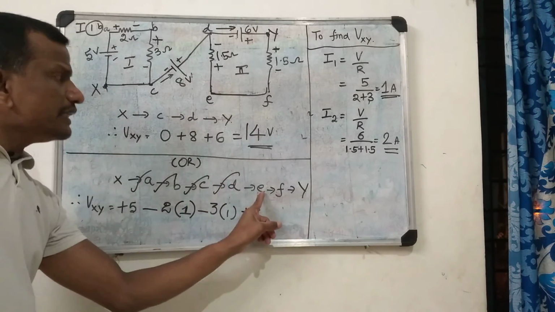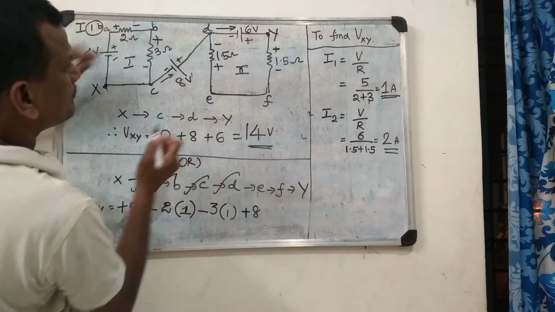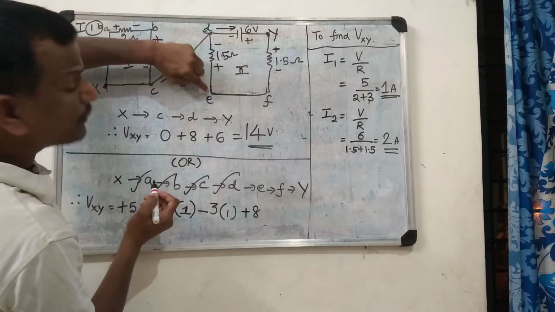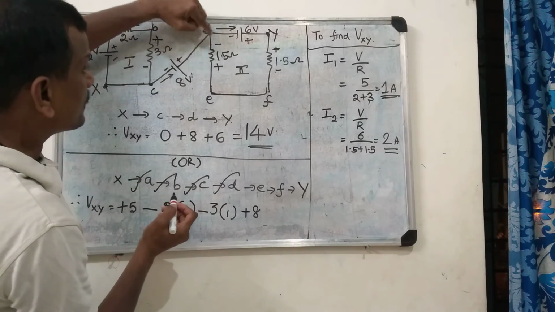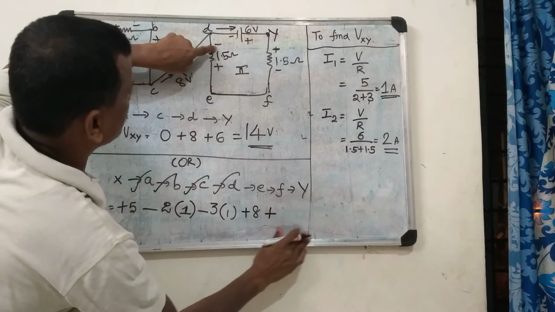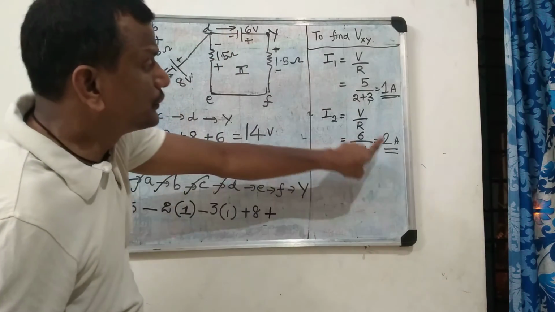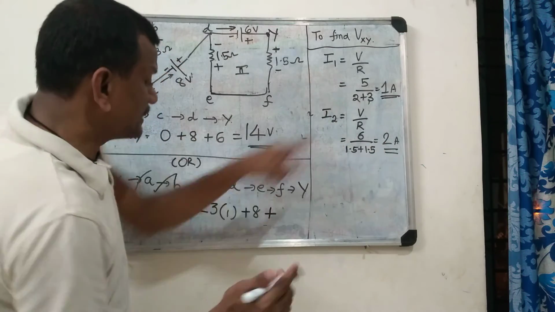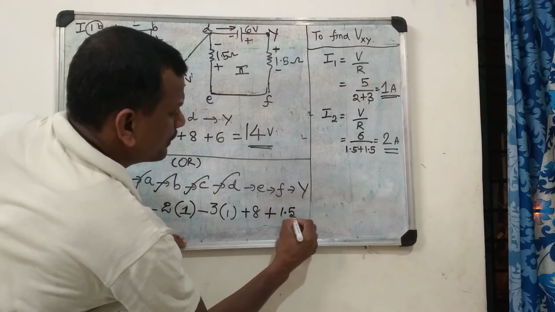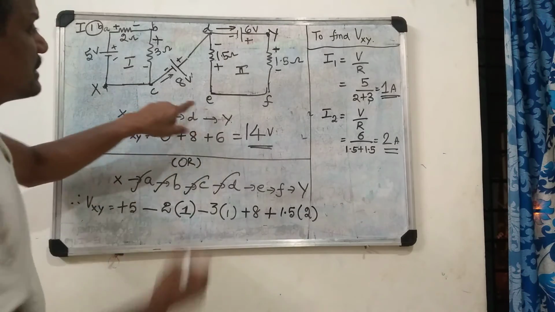Then D to E. When you are going from D, you need to go to E. When you are coming down, you are touching the negative terminal first. So, plus 1.5 is the value of resistance, 2 is the current, multiply these two. 1.5 into 2.